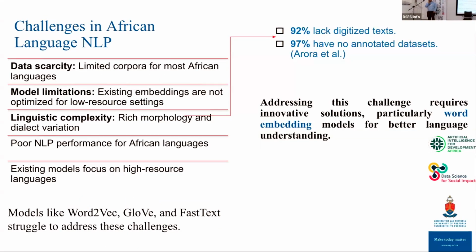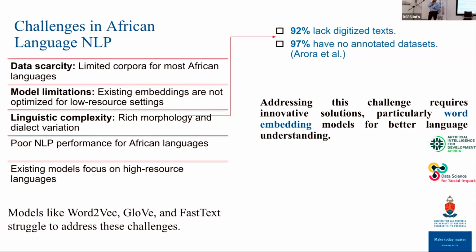So what are the challenges in African language NLP? There are two major categories: the data challenge and the linguistic challenge. In the data challenge, we have data scarcity. We have limited corpora for most African languages. We have seen that 92% lack digitized text and 97% have no annotated datasets. The other limitation is on models. Existing models are not optimized for low resource settings because most of them are developed for high resource Indo-European languages. When it comes to the linguistic challenge, the languages themselves have complex linguistic structure.